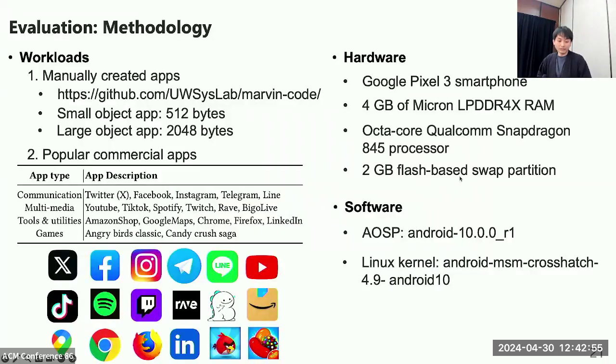So we evaluate Fleet on a Google Pixel 3 smartphone and compare it with the default Android and Marvin. We utilize two types of apps for evaluation. The first are manually created apps downloaded from the Marvin project. They contain small object apps, where all allocated objects are 512 bytes, and large object apps, where all the objects are 2K bytes. We also test on the most popular commercialized apps from the Google Play Store.